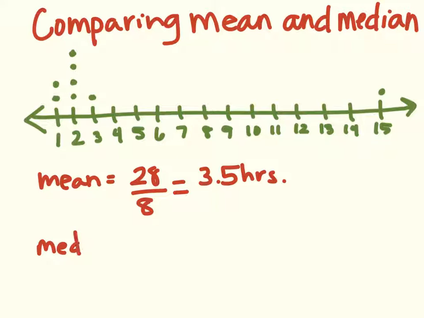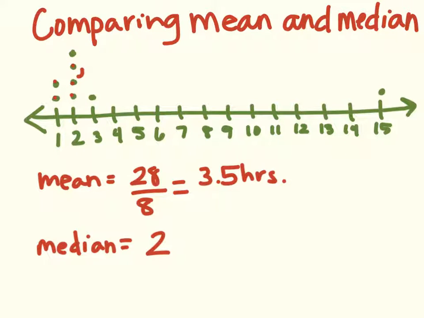Now, let's find the median. So to find the median, we need to find the 4th and 5th students, because they're going to be our center, right, if there are 8 students total. So let's go ahead and count through. 1, 2, 3, 4, 5. Well, 4 and 5 are the same number, so that means our median is 2.